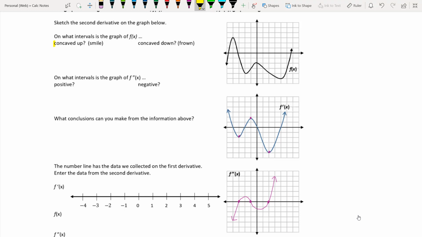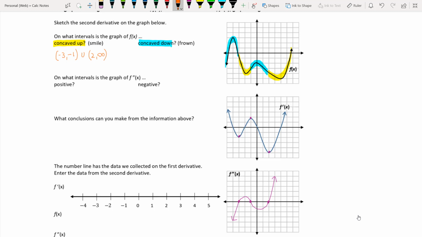Concave up is smiling. I'm going to highlight concave up in yellow. So I'm smiling. It looks like here and maybe here. And I'm frowning, concave down, in these intervals here, here, and that's it. Okay, so concave up, smiling. Looks like we're at -3 all the way up to -1, as well as 2 to infinity.